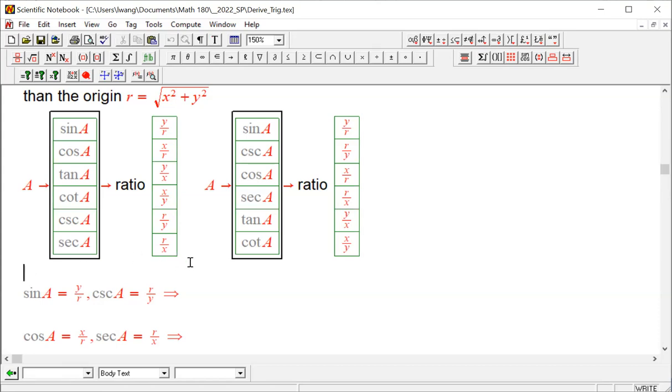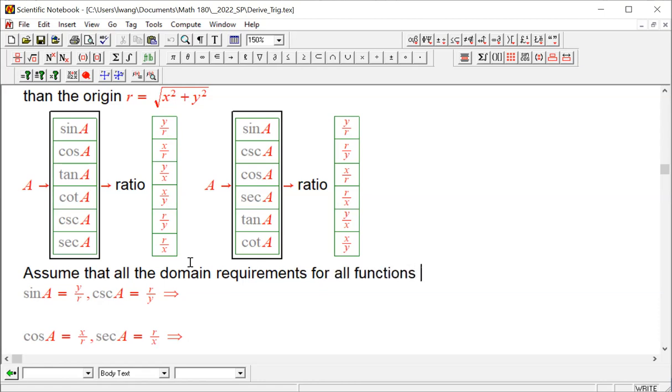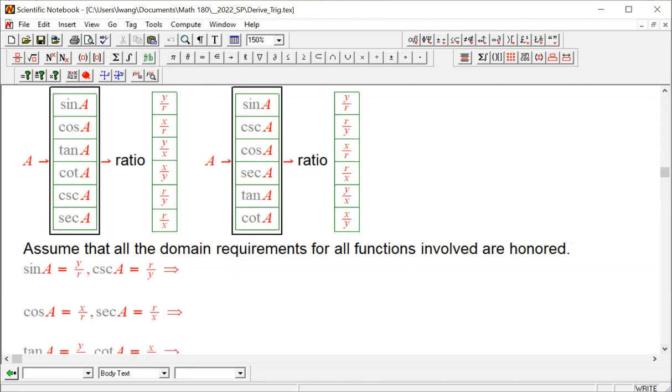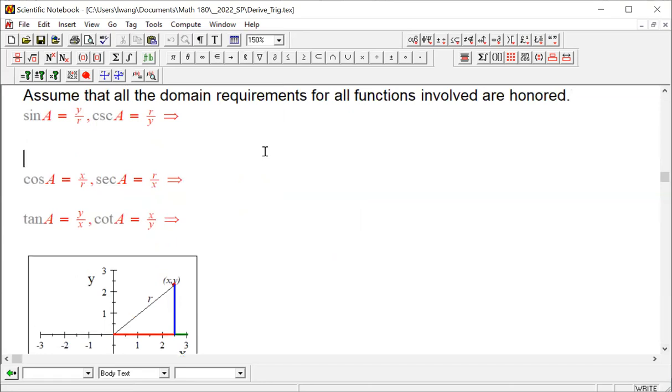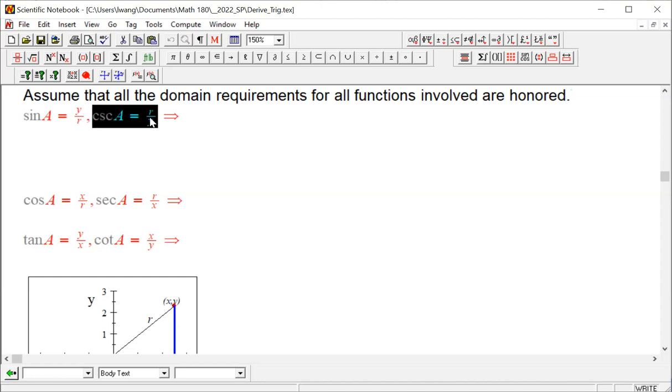And we claim that all the domain requirements are satisfied, okay? Assume that all the domain requirements for all the functions involved are honored. Okay, so we don't have any domain concern. There will be no violation. So let's look at each pair, right? For sine and cosecant, if we multiply, because they're reciprocal to each other, right?